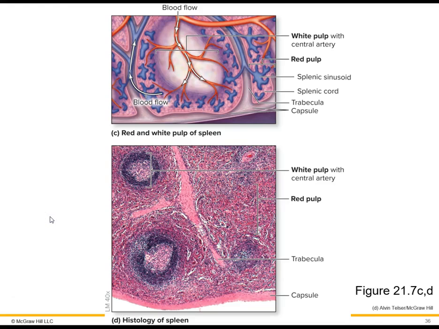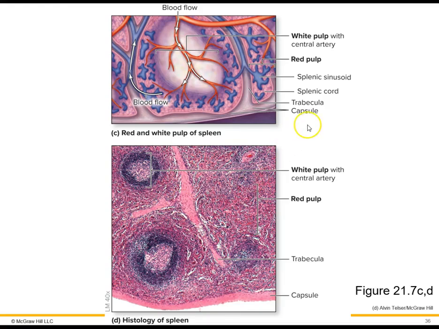Okay, so here we're looking at the histology of the spleen. So you can see these clusters of kind of purple and light pink cells. This is going to be the white pulp. It has a central artery. This region here is the red pulp, okay? Here's the capsule, and here's the trabecula coming from the capsule that's kind of subdividing the spleen.